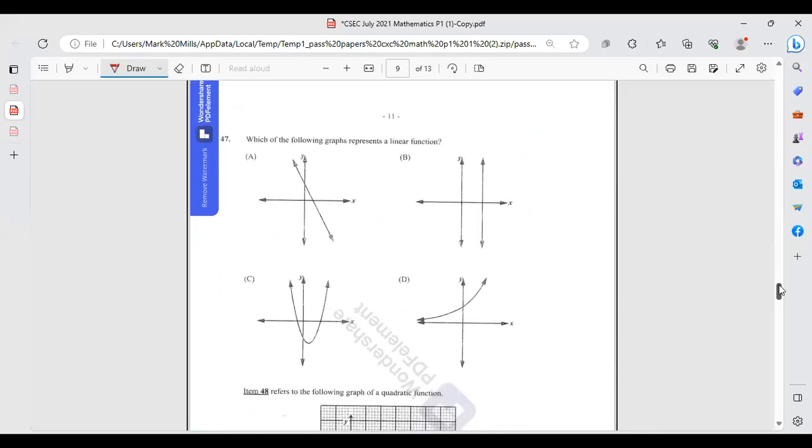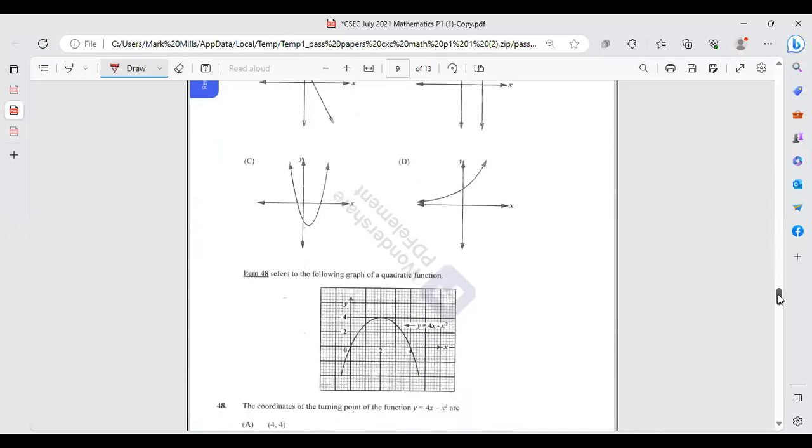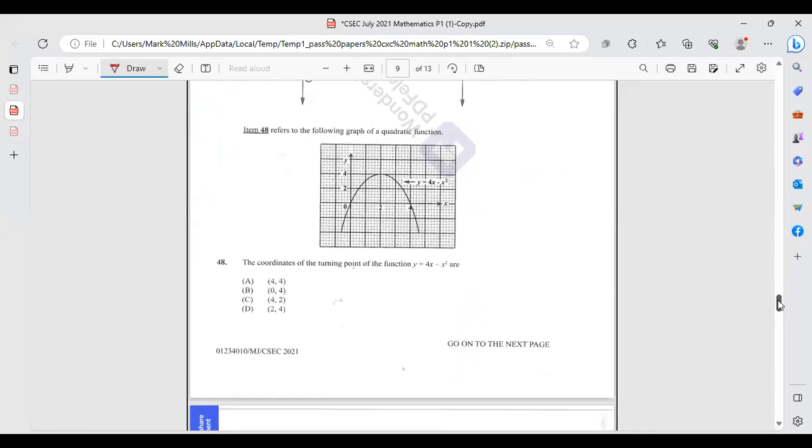46. Which of the following is a function? A. A, sir. Good. All right. 48. The coordinates of the turning point of the function is, sir, 2 and 4. 2 and what? 2 and 4. Good.